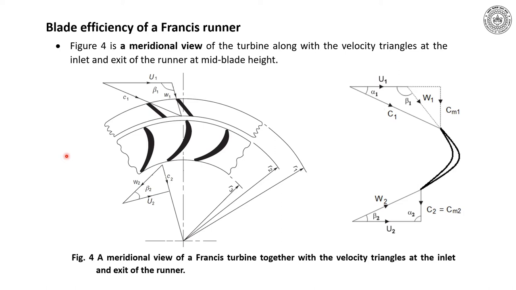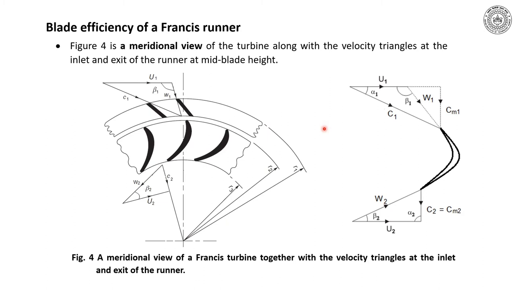Let U1 be the inlet blade speed and W1 be the inlet relative velocity to the rotor, and thus C1 be the absolute velocity at entry. Similarly, W2 be the relative velocity at exit from the blade, and U2 be the blade speed at exit. Thus W2 plus U2 result in C2. Now here C2 is in the radial direction. I have projected here the velocity triangle.